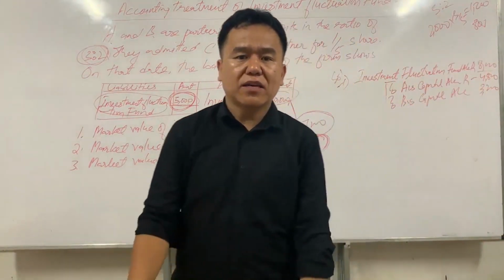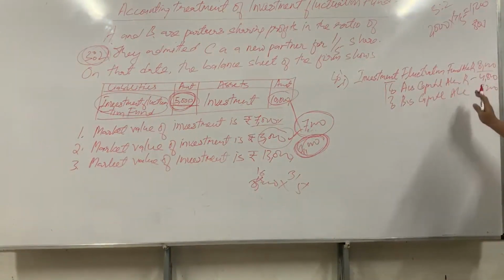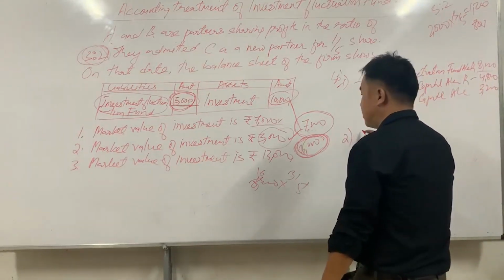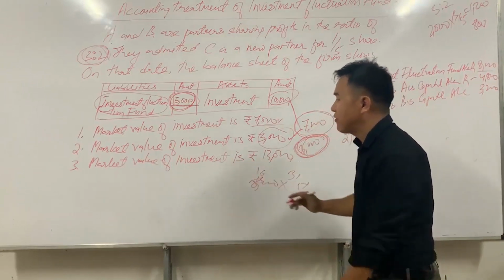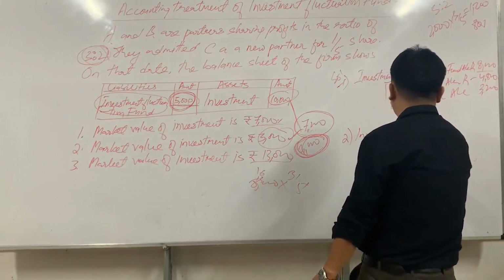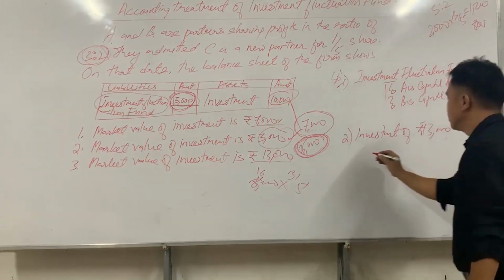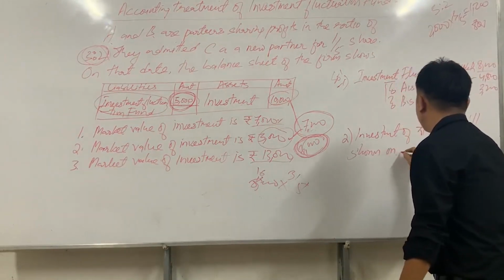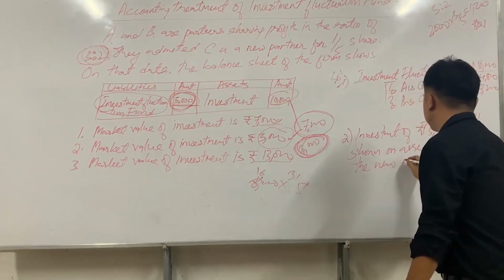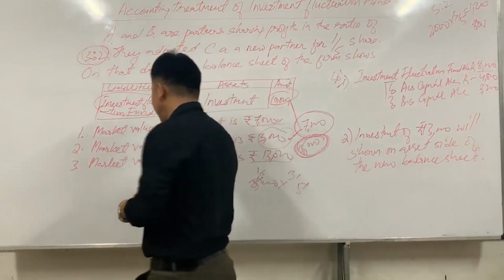Since the investment fluctuation fund, I mean the accumulated profit, is transferred to the partners' capital accounts, and the partners' capital accounts have increased, we have to credit the partners' capital accounts. In the new balance sheet, we have to write the market value of investment. So what is the market value of investment? 13,000. So investment of rupees 13,000 will be shown on the asset side of the new balance sheet.